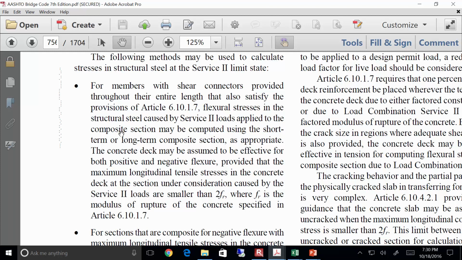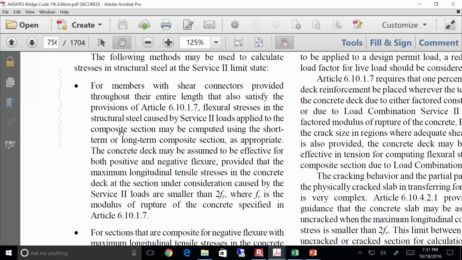Okay, let's look at the first bullet point. For members with shear connectors provided throughout their entire length, okay, that also satisfy the provisions of Article 6.10.1.7. If you go back to Article 6.10.1.7, what that states is we have to provide some minimum amount of reinforcement, which we did, right? Remember we said we were going to put 1% of reinforcement in our section property, 2/3 in the top, 1/3 in the bottom? That came from that article, okay? So we've met that. And as for shear connectors, it's a composite bridge. We're going to put shear studs in there, so we've got that too. All right, if we've done all that, stresses in the steel caused by service two loads applied to the composite section may be computed using short-term and long-term.